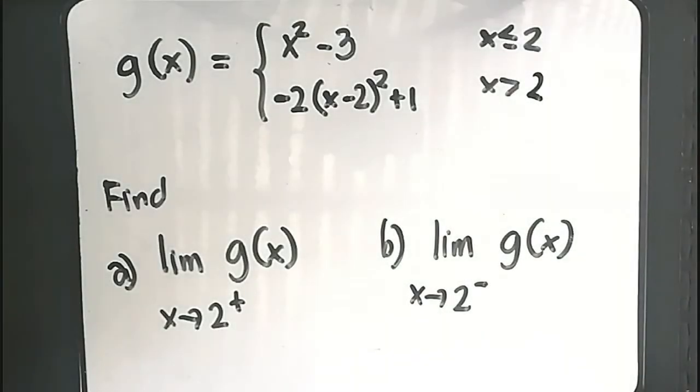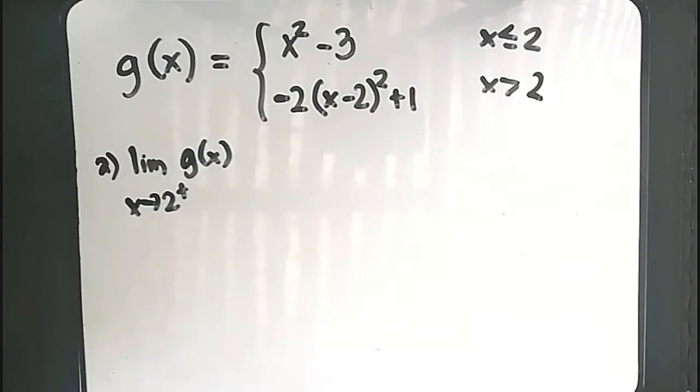So, let's consider this function, g of x is equal to x squared minus 3 whenever x is less than or equal to 2, and negative 2 times the quantity x minus 2 squared plus 1 whenever x is greater than 2. And we wish to find the limit of g of x as x approaches 2 from the right and the limit of g of x as x approaches 2 from the left. So let's solve first letter A.